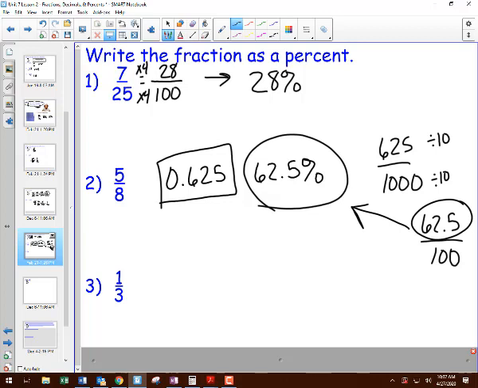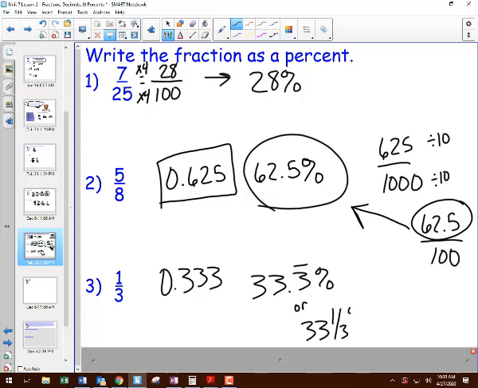Okay, on to number 3 here. We have another denominator that does not easily multiply to 100. So here again, if we just divide this out, remember every fraction is a division problem. 1 divided by 3, that's going to give me 0.3, 3, 3, and it's going to go on and on and on. It's a repeating decimal. Now when I have this, I can move this decimal 2 spots to the right, and that's going to get me 33.3 repeating percent. In other words, this is going to get me 33 1/3%.